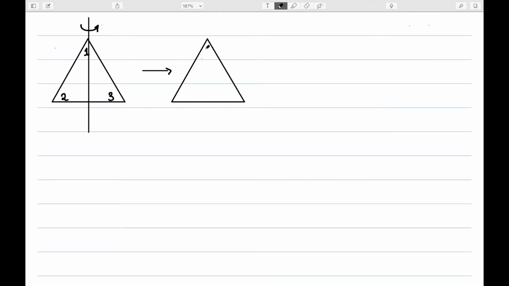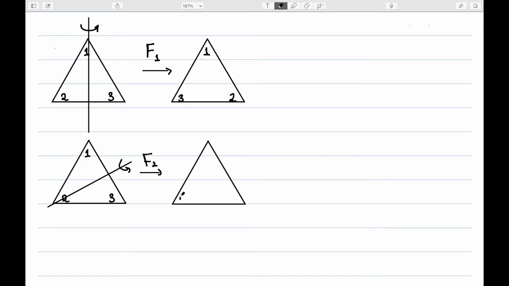When we do that, the 1 at the top stays where it is, and the 2 and the 3 flip. So this is a flip. I'll denote this particular flip by F1. And it's not the only flip I could do. I could flip through a line passing through any vertex. So this one, we want to flip across this line. We'll call this F2.